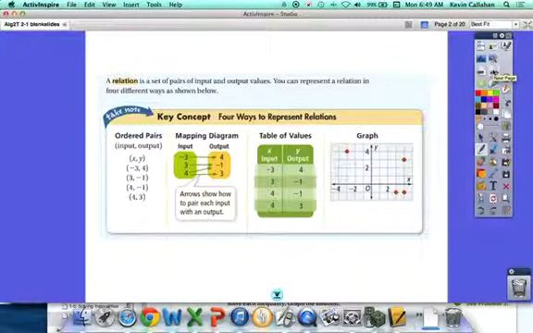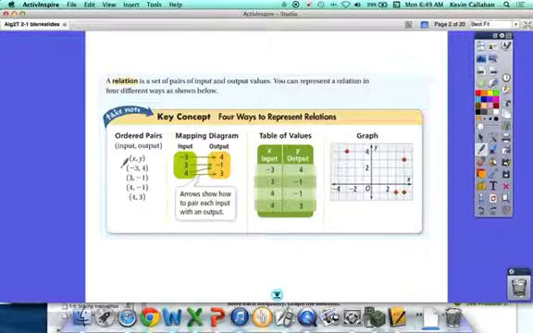Okay, a relation is a set of input and output values, which we can represent in four different ways. You can write ordered pairs, and by ordered pairs we mean X and Y values, where it's usually written in parentheses, X comma Y. The first number in parentheses represents X, the second number represents Y. It could be written as a mapping diagram, where there's one bubble for the input values, another bubble for the output values, and arrows that connect them.